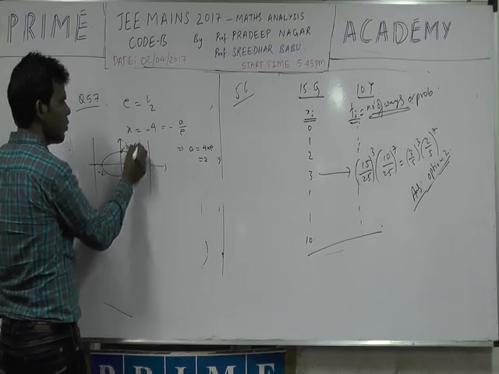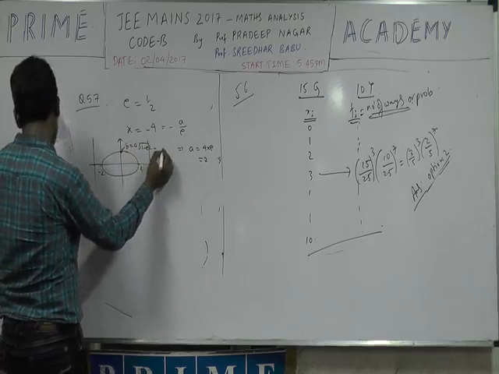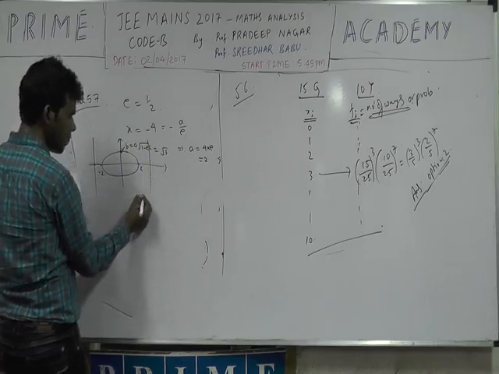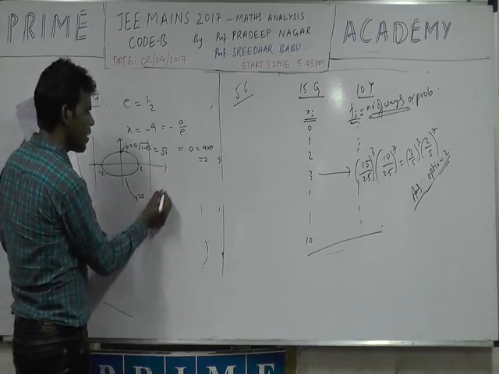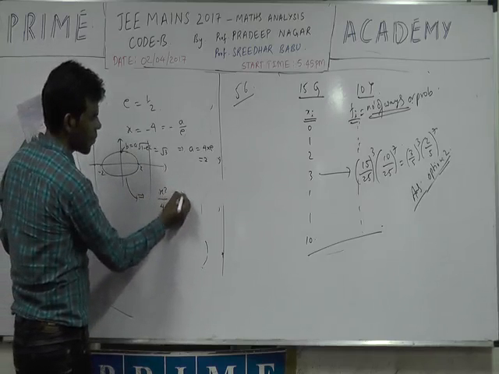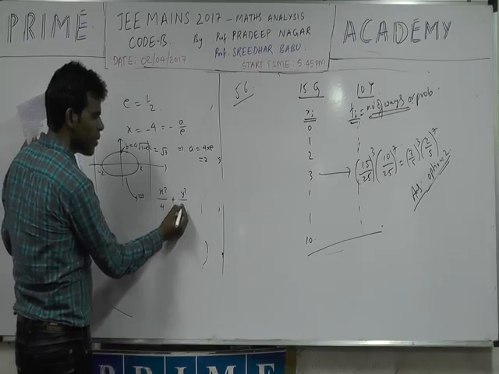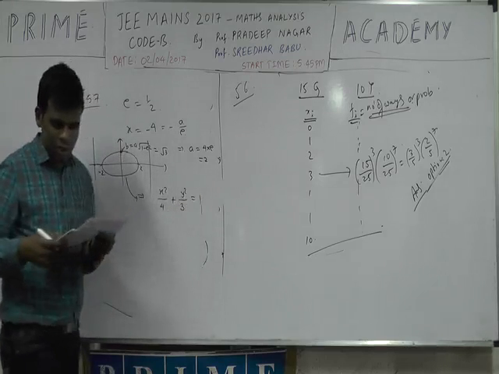b should be a root (1 minus e square), that will give you b is root 3. Hence you will get the equation of the ellipse as x square upon 4 plus y square upon 3 is equal to 1.